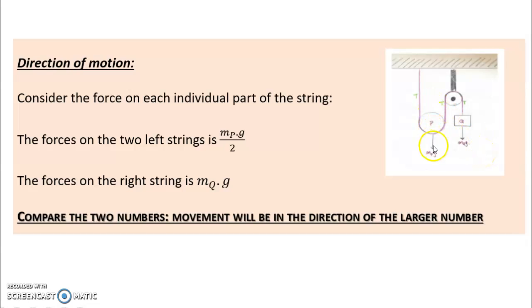So how do we do it? You will work out the weight of this pulley P, the movable pulley, and because it's divided between two strings, you'll divide it in two. And if that number is less than the weight of Q, the motion will be down. If this number is greater than Q, well then the motion will be in that direction. Okay, so you compare those two numbers and the direction of motion will be towards the larger number.